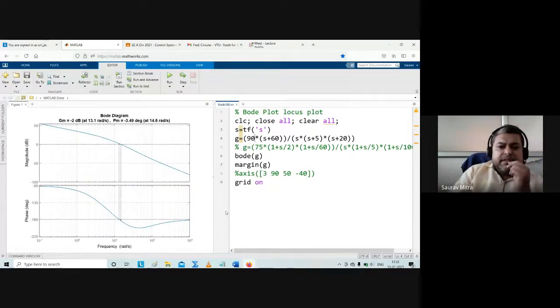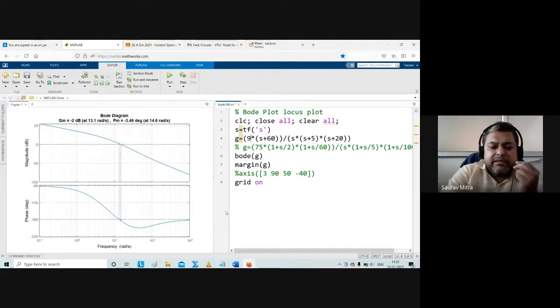So I'm increasing the value of the gain, and I'm finding that both omega GC and omega PC are coming very close to each other. So at one point they will coincide. So that is actually the critical damping condition. So this was the second numerical. You could play with this thing, 500.